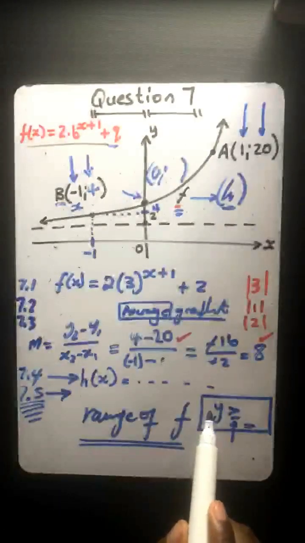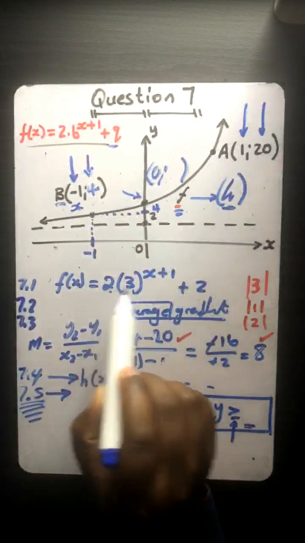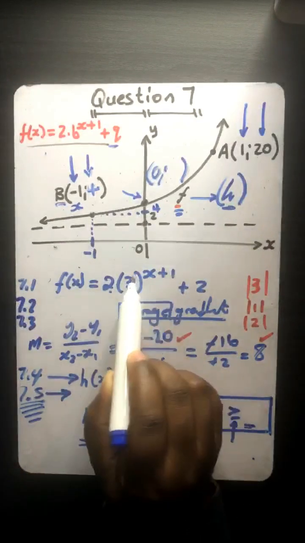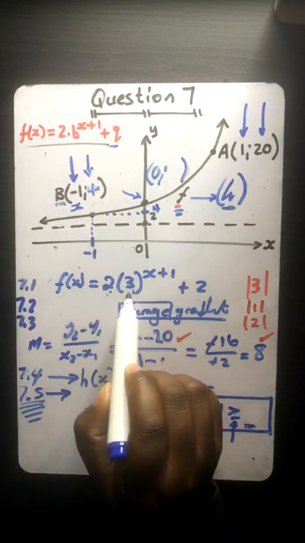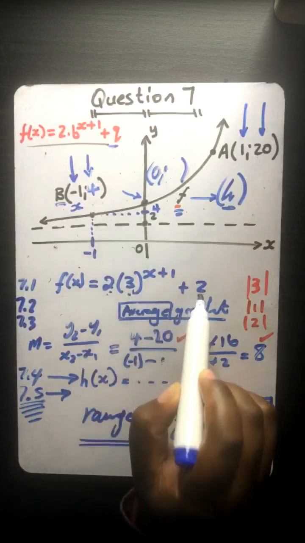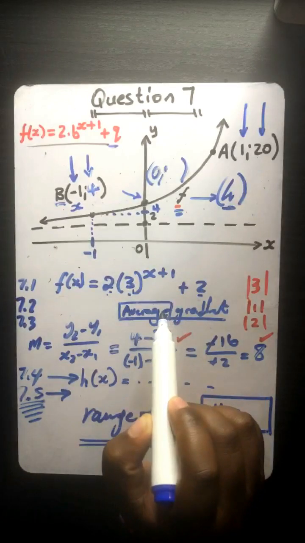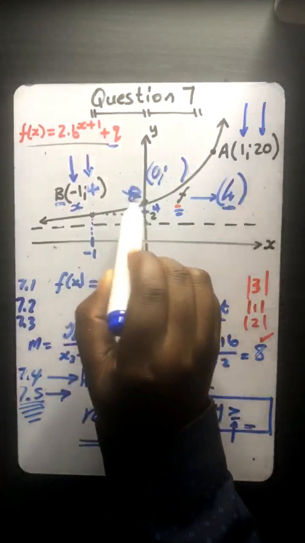I think we can quickly try to calculate it. I think it's going to be 2 to the exponent 1 there. So I think it's 2 times 3, which is 6, plus 2 is 8. So that means that point there is 8.